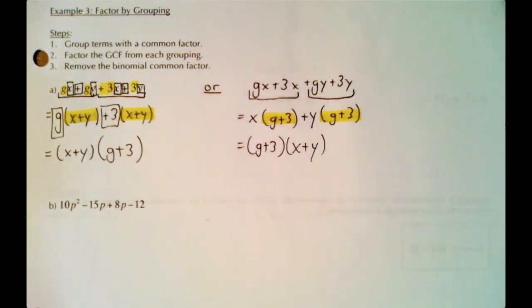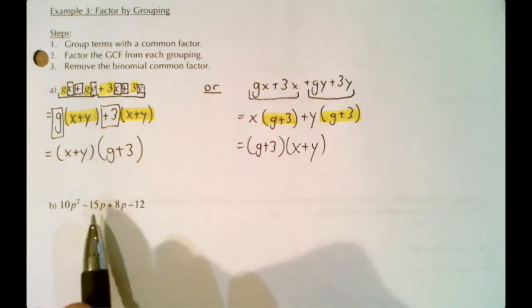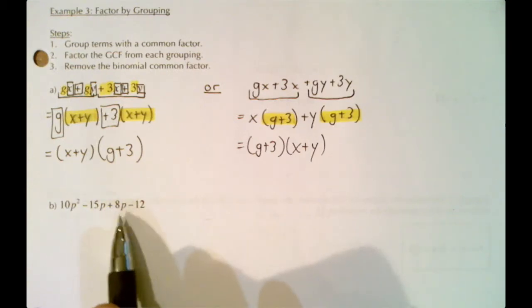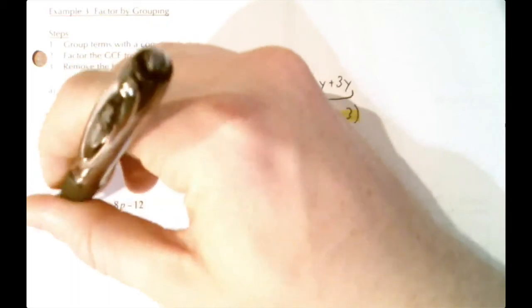All right, one more example. Let's give it a shot. In this example, we've got 10p squared minus 15p plus 8p minus 12. So I'm going to group the first two and the last two.